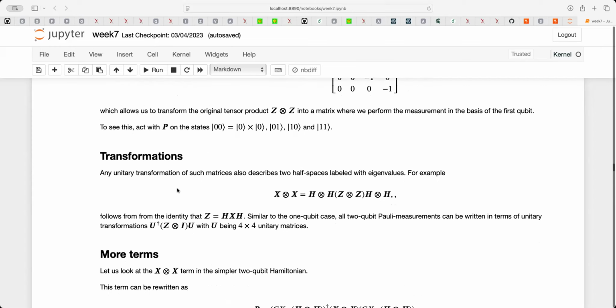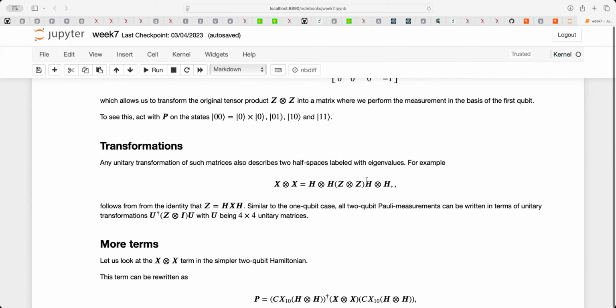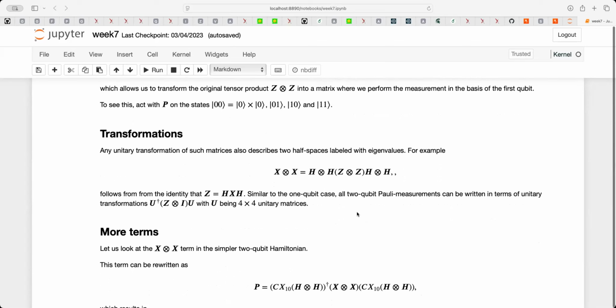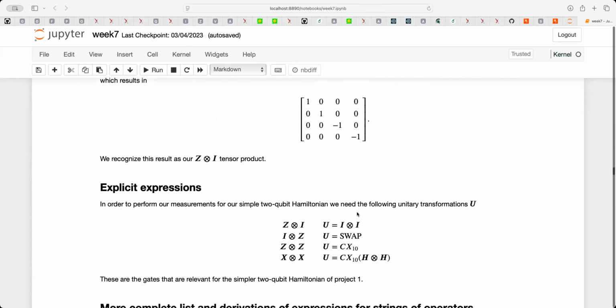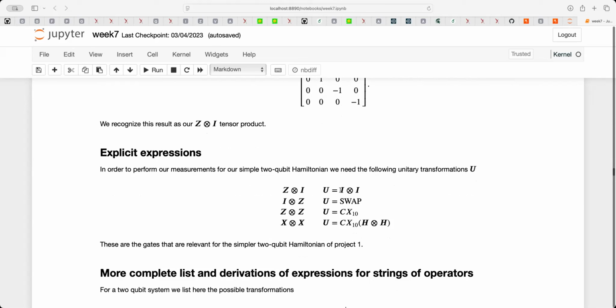So any unitary transformation of such matrices also describes two half spaces, which are labeled with eigenvalues. If you look at this one, that follows from the identity that X is equal to a Hadamard times Z times a Hadamard. And similar to the one qubit case, all two qubit Pauli measurements can be written in terms of unitary transformations. And this is essentially what we've been doing now. So there are more examples. These are the explicit expressions which we need to deal with in that part of project one.